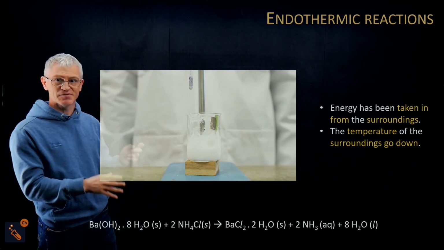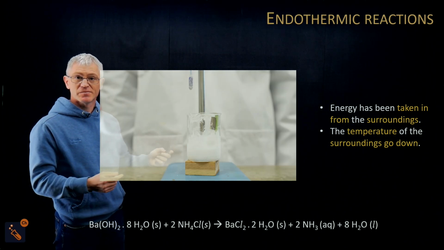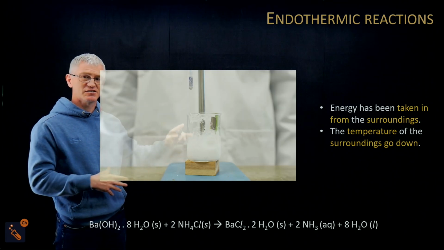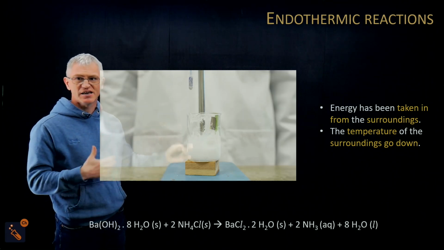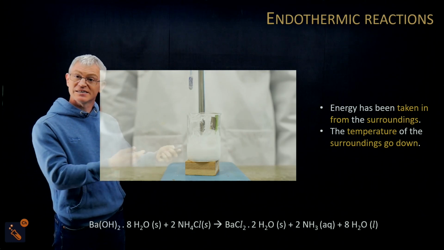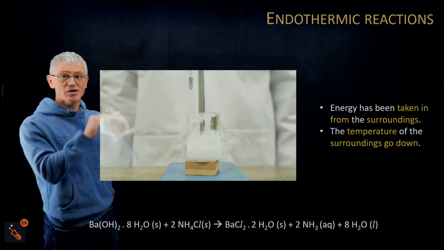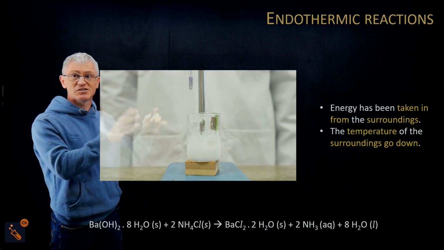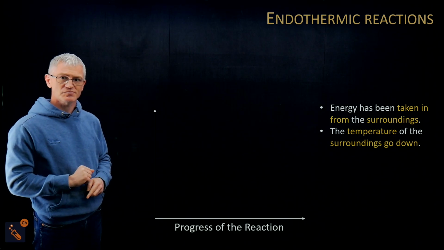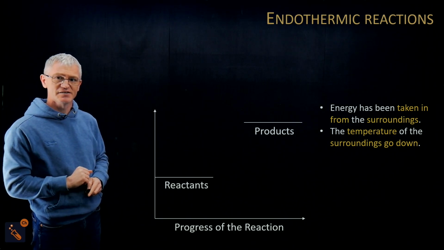The energy has been taken in from the surroundings, okay? And the temperature of the surroundings goes down. So in this case, the surroundings is going to be the glass around it and the air around it and all of that, okay? So the chemical is taking in the energy, so the energy must go up for the chemical, okay? But the energy of the surroundings has gone down, which means that that has frozen.